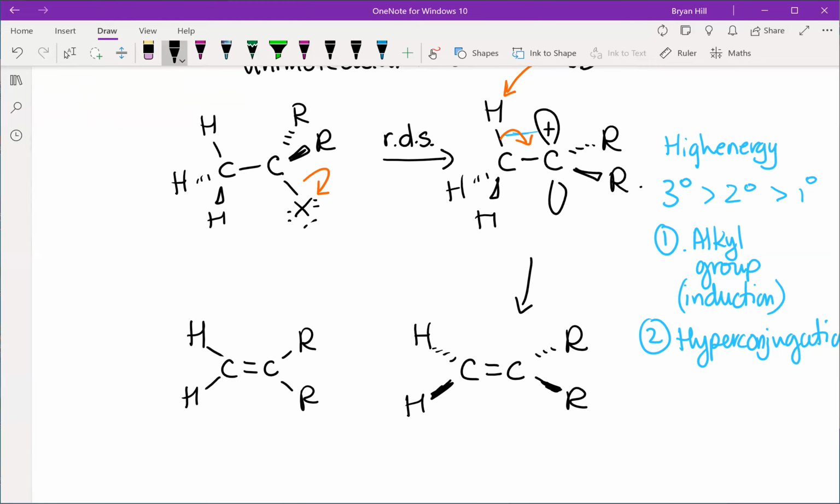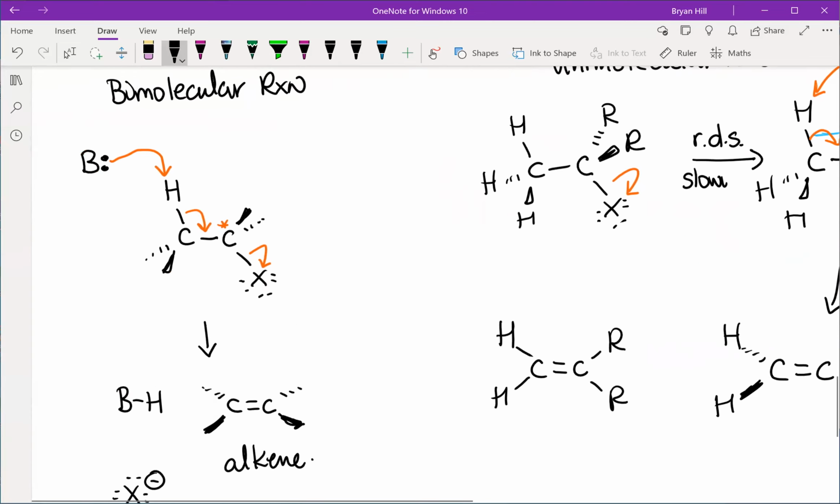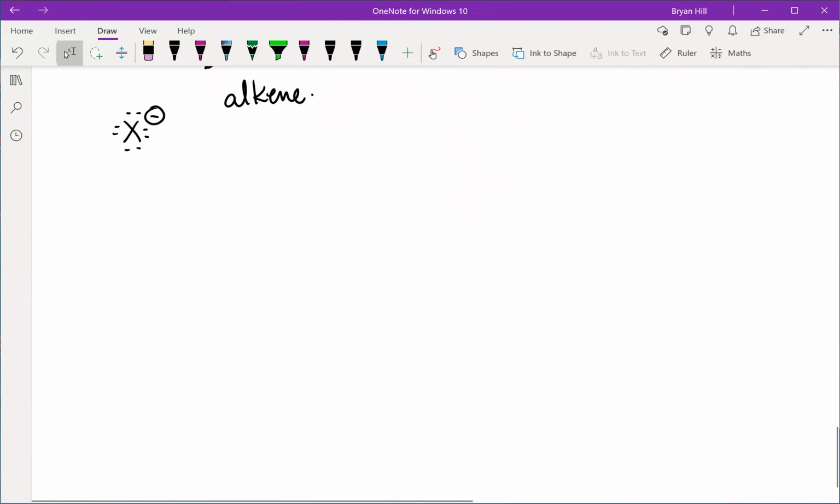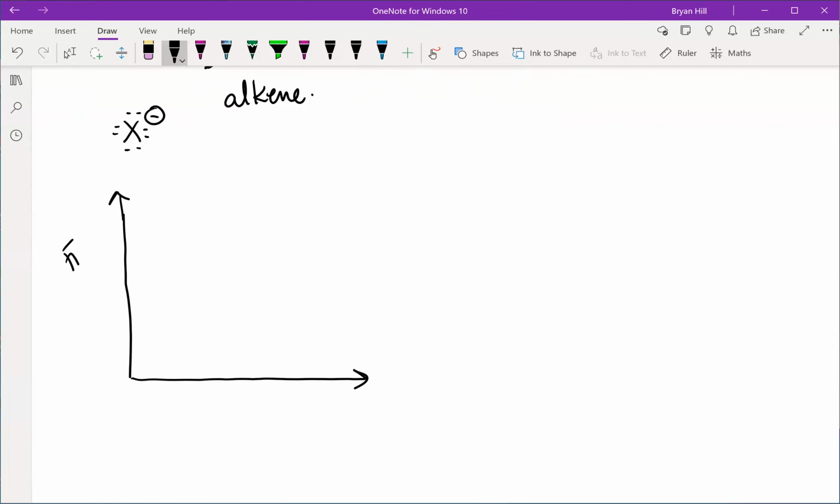Okay, good. So there would be a rate determining step, which would be slow, which is the leaving group leaving. And then the second step, the removal of that proton, would be fast. And so if we were to then draw the energy diagrams of each of these mechanisms, the E2, this would be free energy. This would be the reaction coordinate.